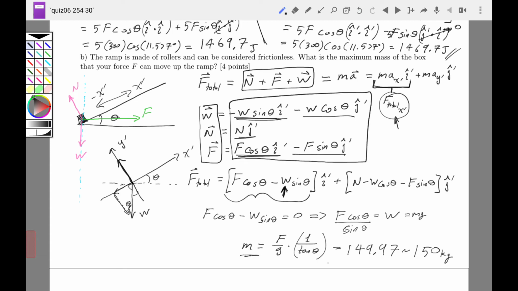And then if m were less than 150, then this would be smaller than this, which would mean the whole term here is positive, which means that the x prime component of the total force is positive, which means there's a positive force pushing the block up the incline. So it's going to accelerate up the incline. The maximum mass for the box to have is about 150 kilograms. I mean, to 3 sig figs, it's 150. So there you go.